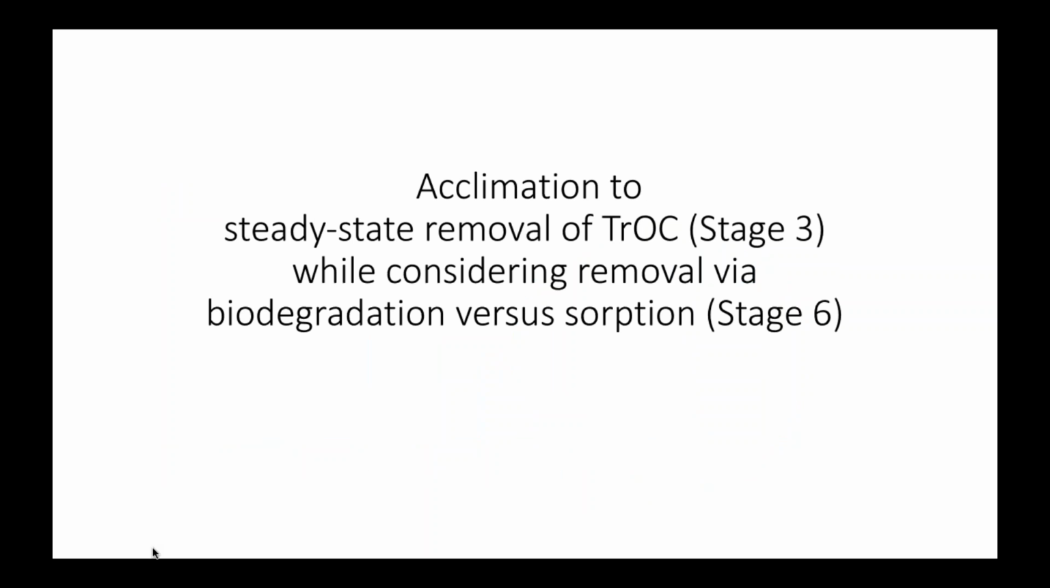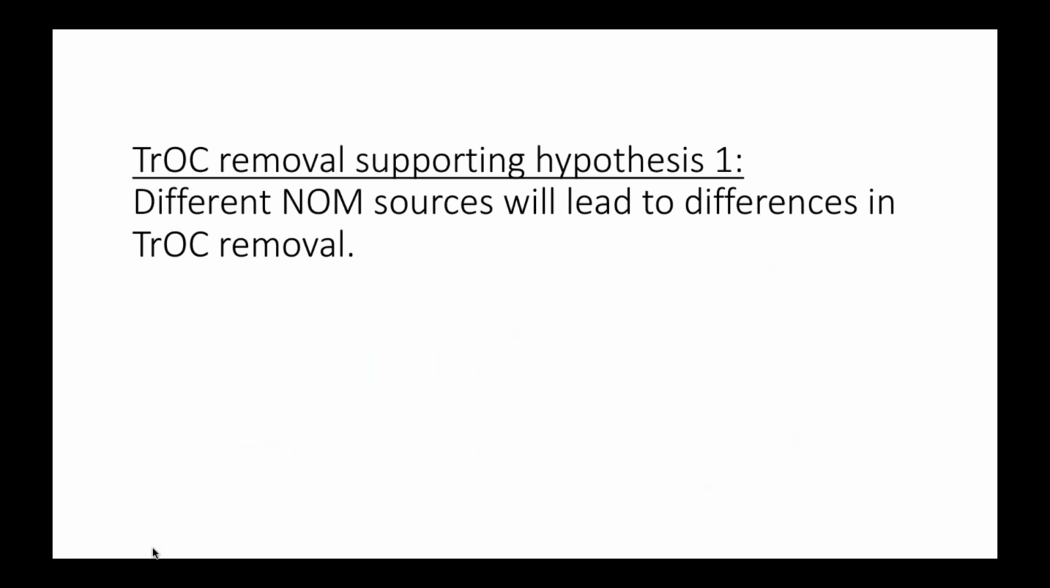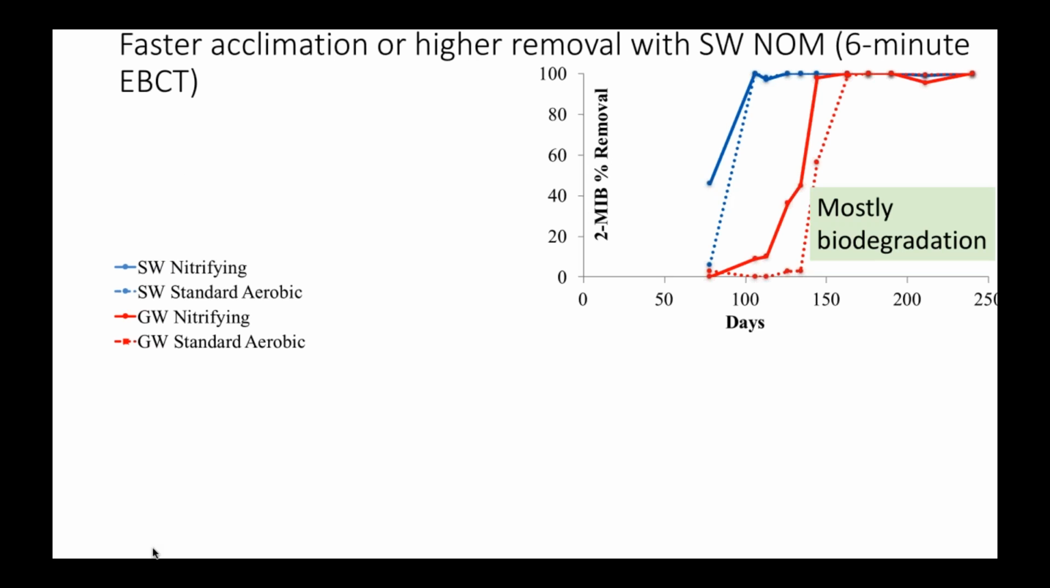Okay, so now on to the acclimation to steady state removal, while considering the removal of the biodegradation versus sorption. So the first group of trace organics that I want to show you are the ones that supported hypothesis 1, that different NOM sources will lead to differences in the removal of trace organics. And before we actually get to the data, I just want to walk you through what one of these graphs looks like, since they're all going to have the same format.